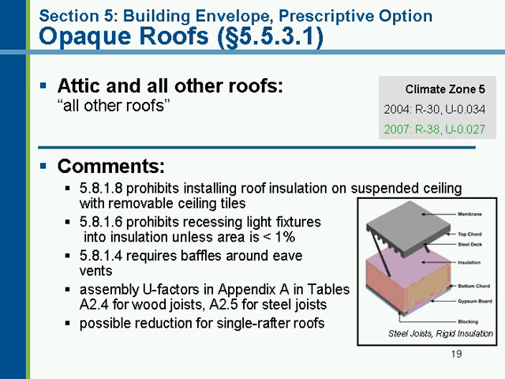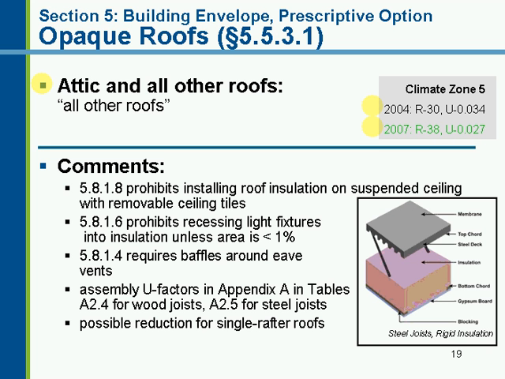The last category is attic and all other roofs. This includes typical small commercial type of buildings with wood framing where you would think about, say, insulation being blown into an attic space, but it includes any other categories that are not specifically listed. And here for 2007, the insulation has been bumped up a notch to R38. Previously, it was R30 in 2004 in Climate Zone 5.